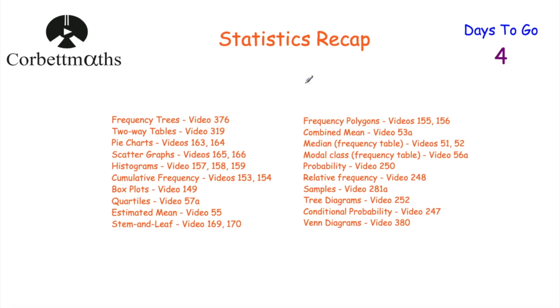Okay, so in this video, we're going to go through the orange topics from the GCSE Higher Revision Checklist. So these are the statistics topics in orange. You've got frequency trees, two-way tables, pie charts, scatter graphs, histograms, cumulative frequency, box plots, quartiles, estimated mean, stem and leaf, frequency polygons, combined mean, median from frequency tables, the modal class from frequency tables, probability, relative frequency, samples, tree diagrams, conditional probability, and Venn diagrams. Okay, so the topics we're going to go through in this video is a quick recap. Okay, so let's get started.